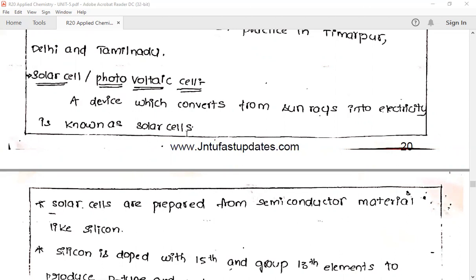Coming to the photovoltaic cell, it is also known as the solar cell. The device which converts the sun's rays into electricity is known as a solar cell.